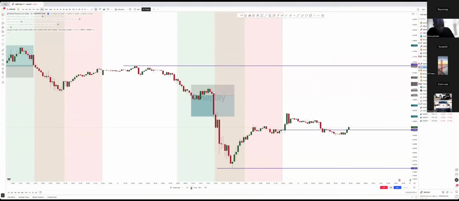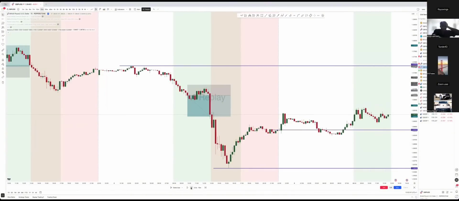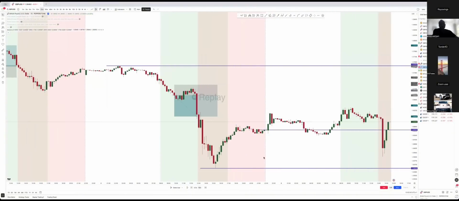Okay. So we didn't have an entry. Okay, price is coming to our entry. This should be our entry. But this spike here is too long, so we won't count this as an entry.